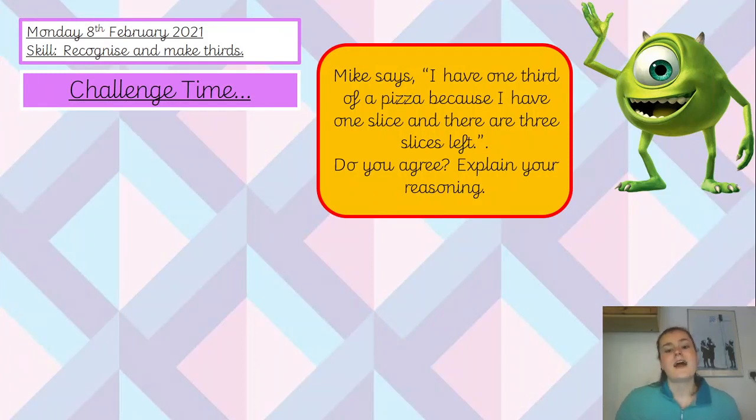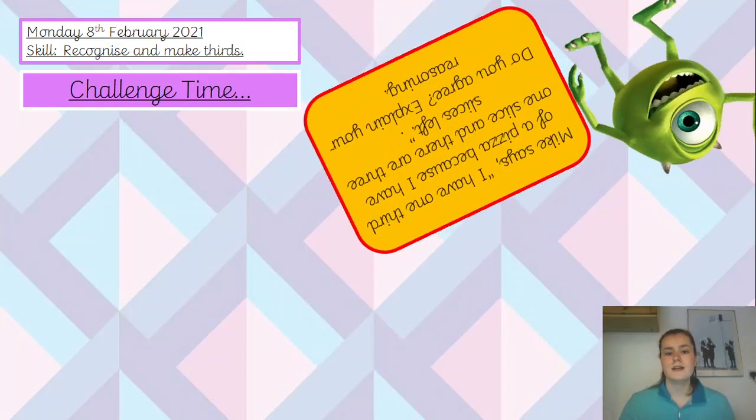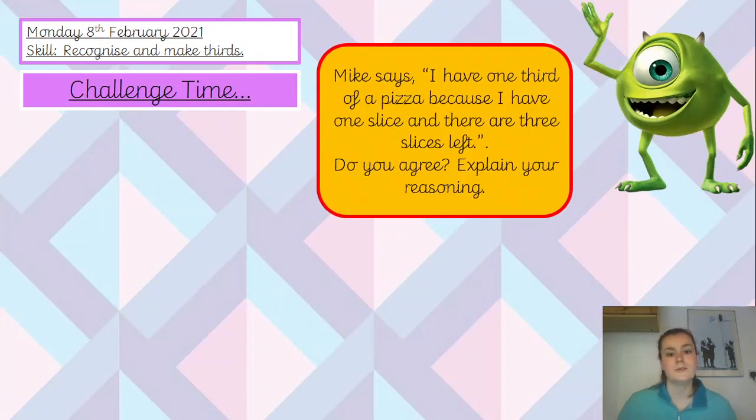Okay, challenge time. Mike says, I have 1/3 of a pizza because I have one slice and there are 3 slices left. Do you agree? And I'd like you to explain your reasoning into your book. So pause the video and have a go at your challenge now.